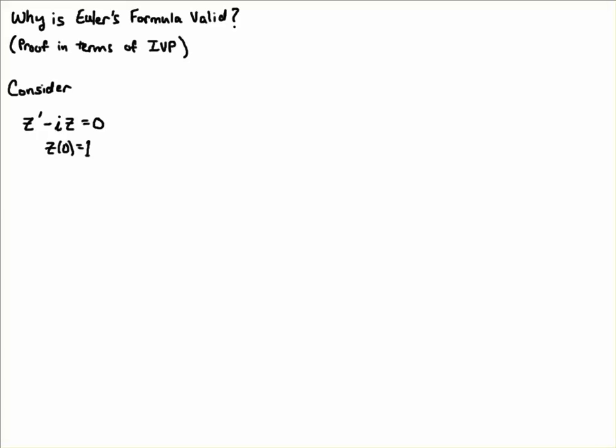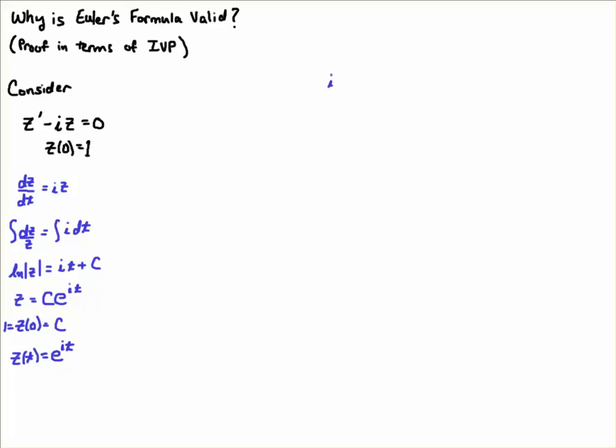So I'm going to consider this initial value problem, z prime minus i z equals 0. i is the square root of minus 1, that's the imaginary number i. z of 0 will equal 1 for this initial value problem. So what I'm going to do is solve this by separation of variables. So clearly e to the i t is going to satisfy this differential equation.